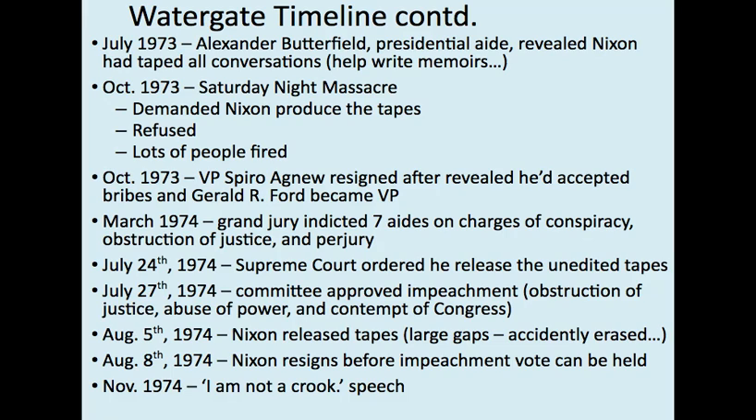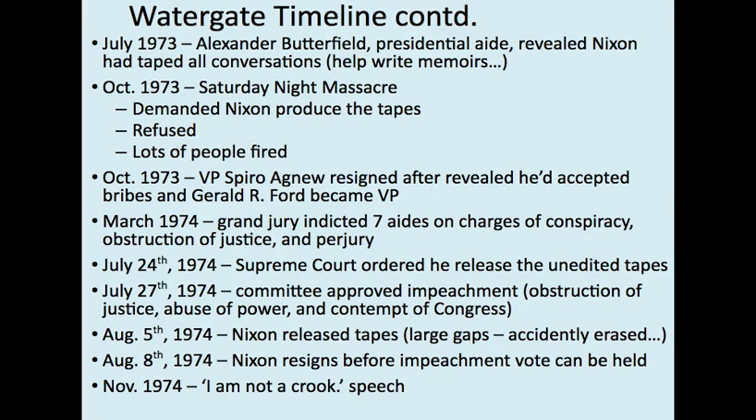The things that Nixon would be accused of and then put on trial for are obstruction of justice, abuse of power, and contempt of Congress, which is basically refusing to cooperate. A handful of days later, Nixon releases the tape. But it is very obvious that there are huge chunks of these tapes just gone. He says that they were accidentally erased, and it's all so shady. Three days after that, Nixon resigns.